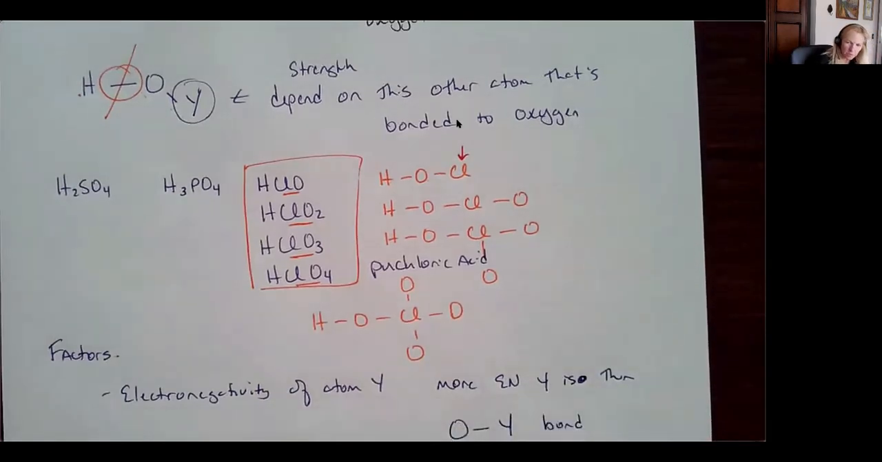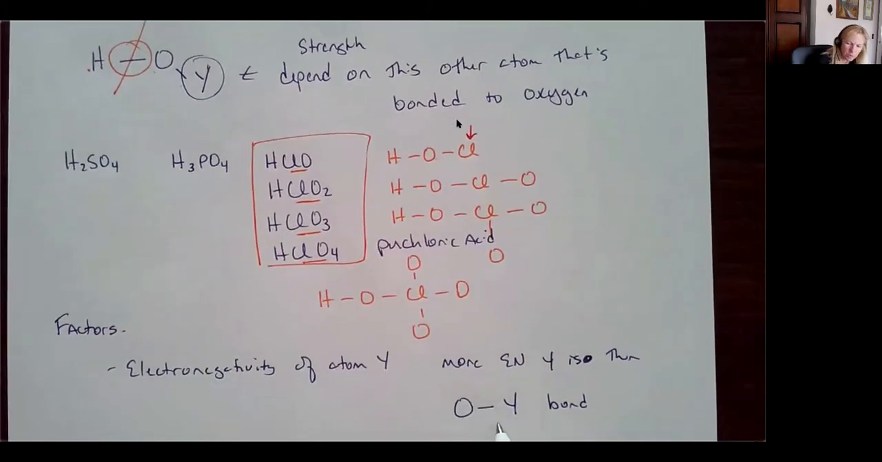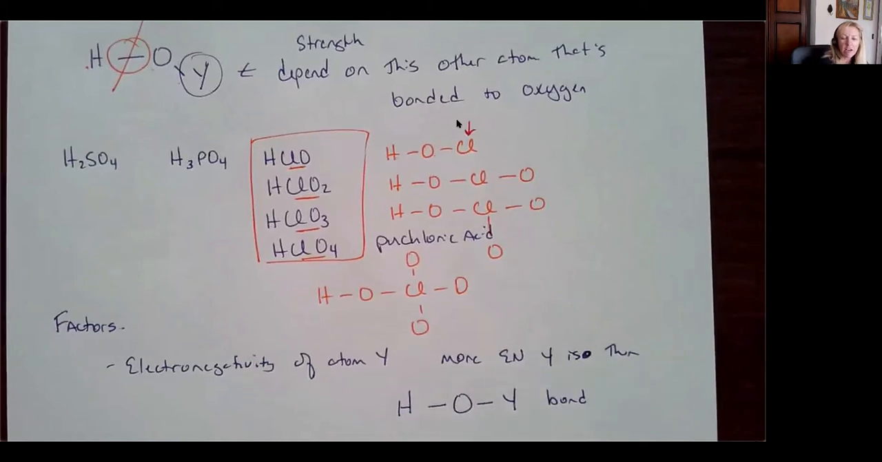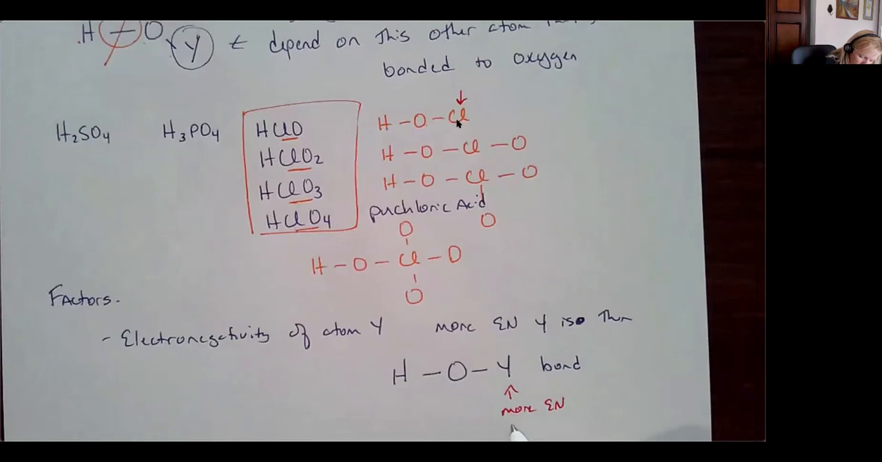And if Y is more electronegative, it's going to pull electron density away from the oxygen. That oxygen is connected to a hydrogen, so that oxygen in turn is going to pull electron density away from the hydrogen even stronger. So electronegativity is kind of a domino effect here.